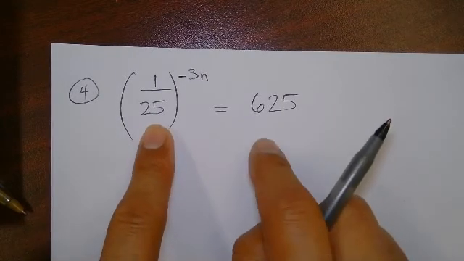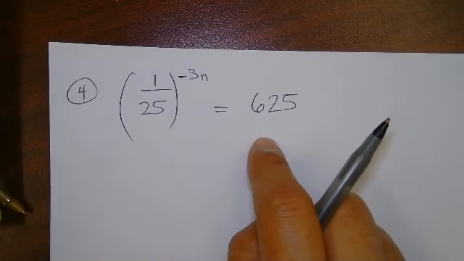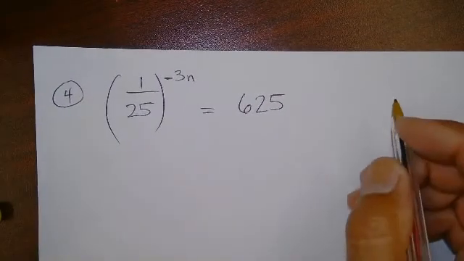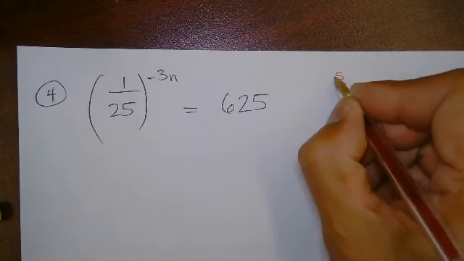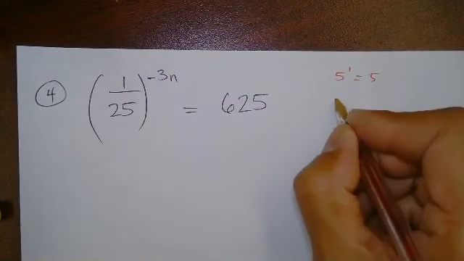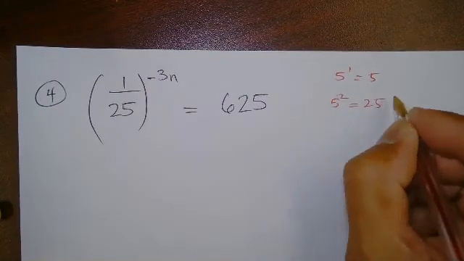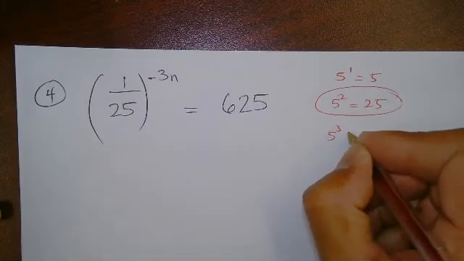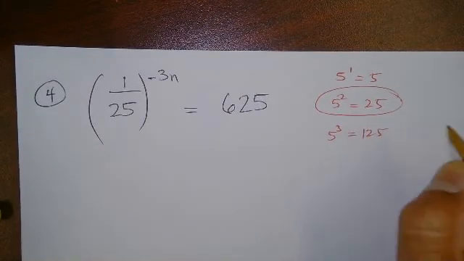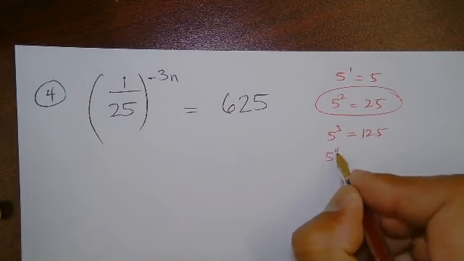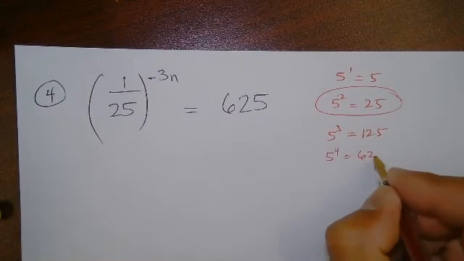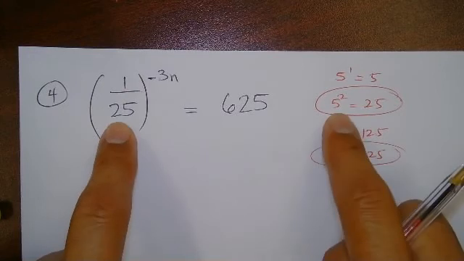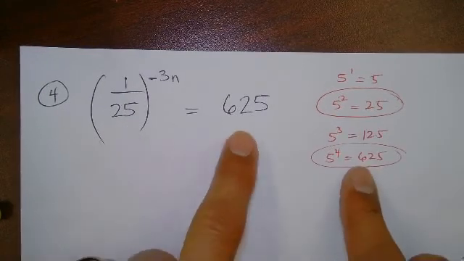Well, let's see if I can do this. I'm going to tell you, I already know, when I hear 25, I know the base is 5. Some of you just have to learn your powers. So I know 5 to the power of 1 is 5. 5 to the power of 2 is 25, which I'm going to use for this one. 5 to the power of 3 is 125. And then 5 to the power of 4, and here's my 625, right?